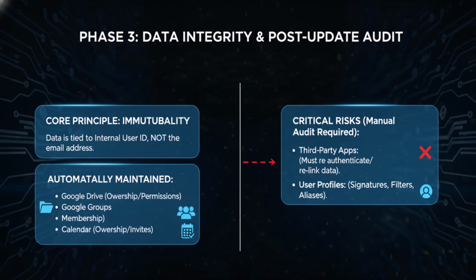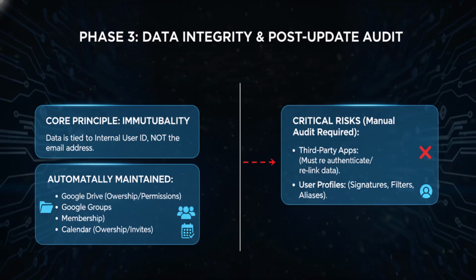However, the project isn't over until we address the critical risks, the things Google cannot fix for us. First, third-party apps. Any application, like your CRM, your project management tool, or your ERP system, that relies on the old @abc.com address for licensing or user ID will break. Users must manually re-authenticate or relink their accounts with the new @xyz.com address. This is the biggest support risk.